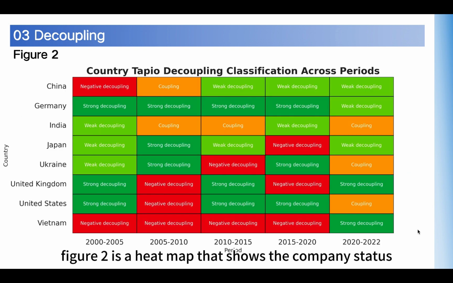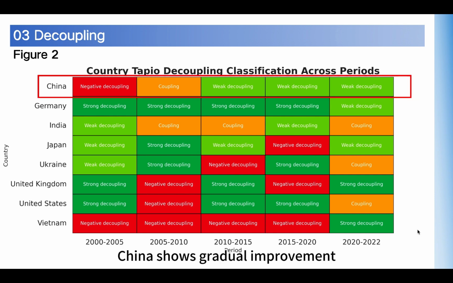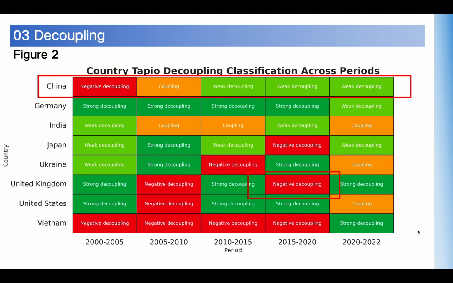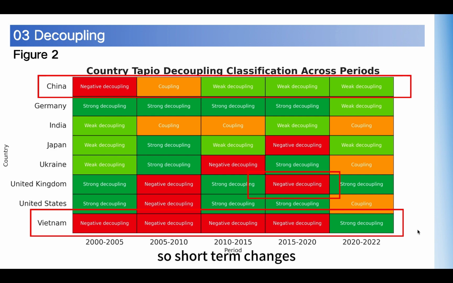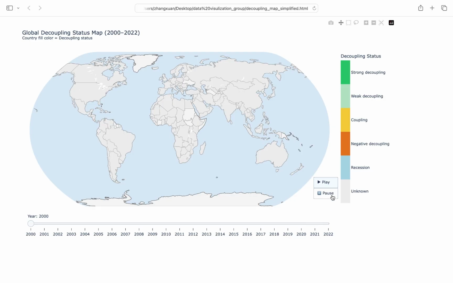Figure 2 is a heat map that shows decoupling status across different time periods. China shows gradual improvement, while the UK turns red in the Brexit period. Vietnam remains mostly in negative decoupling, so short-term changes, especially the red ones, may reflect temporary shocks. So we need to focus more on long-term trends.